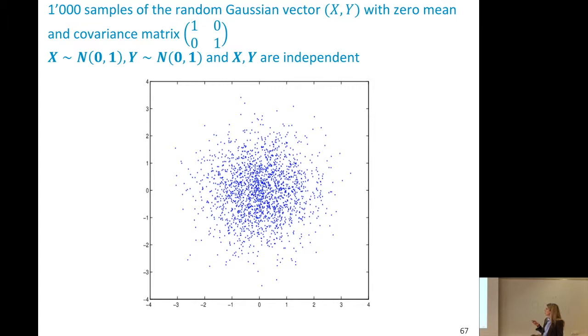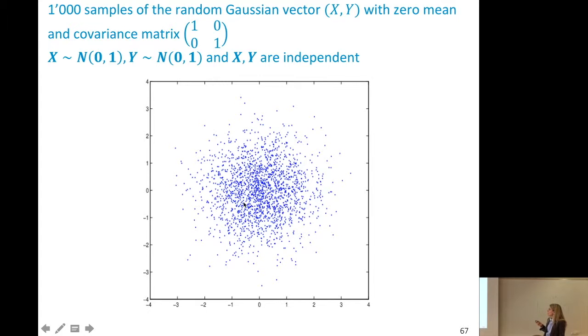a 0 mean. So the mean of x and the mean of y are 0, and this is the covariance matrix. So the variance of each one of them is 1, and the covariance is 0. So they are independent, x and y. And the Gaussian vector looks like this. Okay. So this is x, this is y, and it looks like this if we plot the points that are sampled using an optimized method probably.